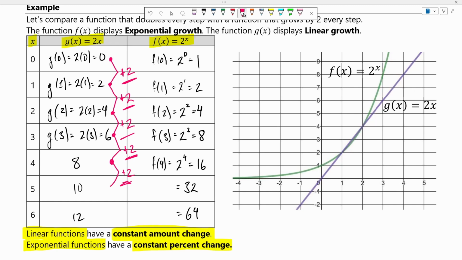It is increasing by a specific amount every time, right? A fixed amount at that, right? Okay, let's look at the other one.